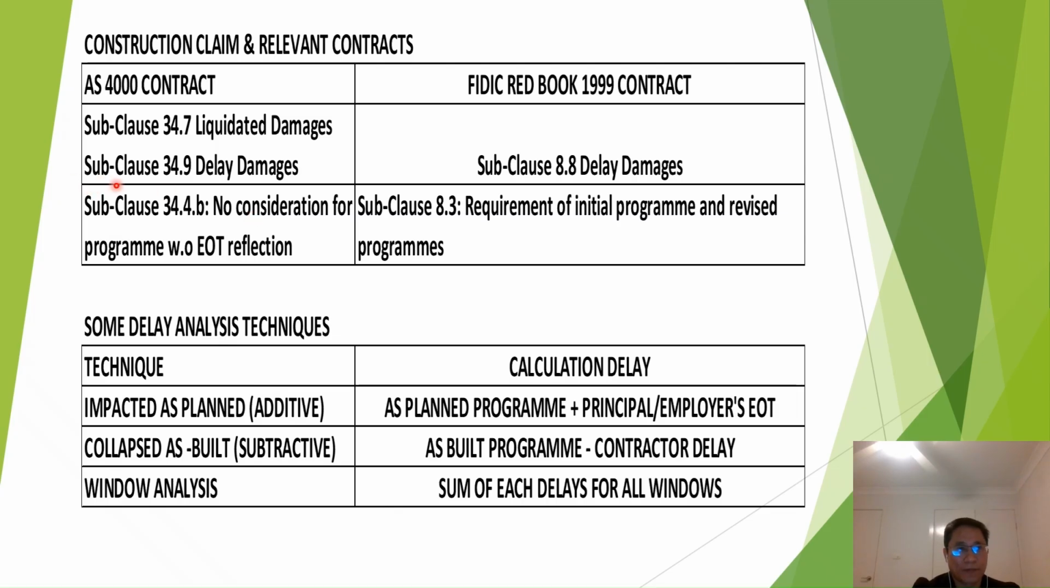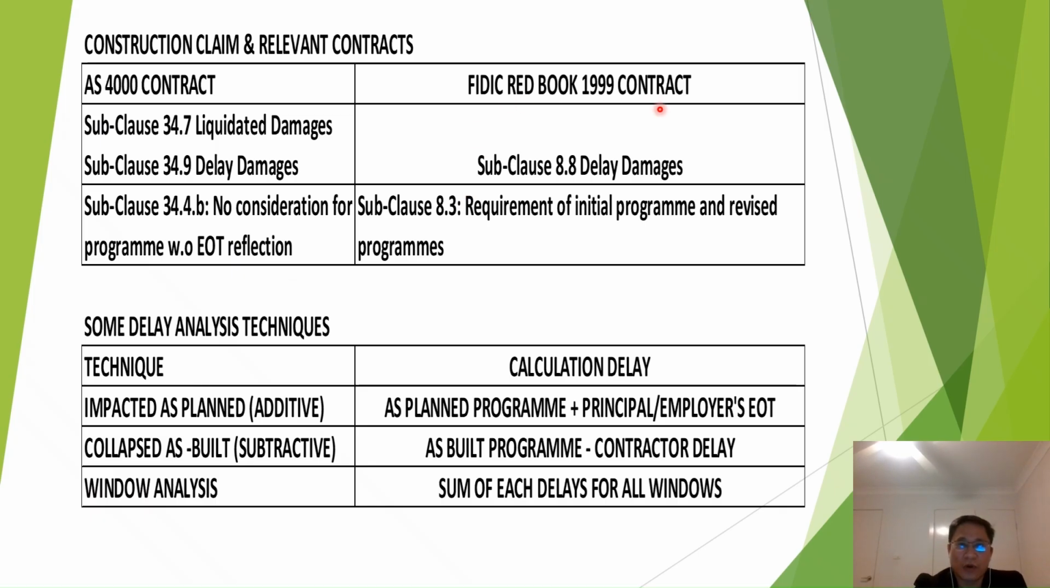On top of that, subclause 34.9 deals with delay damages. It states that the contractor will be entitled to receive compensation from the principal in case they receive a compensable EOT. So in that case, the principal has to pay the delay damages to the contractor.